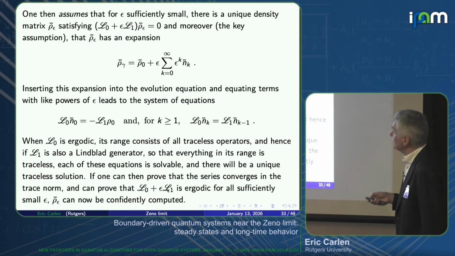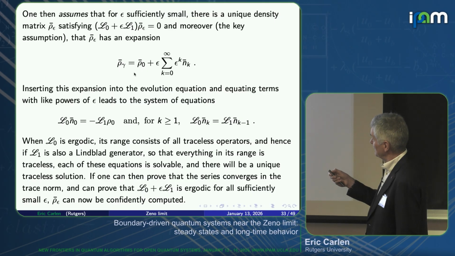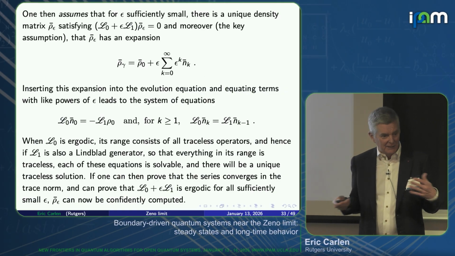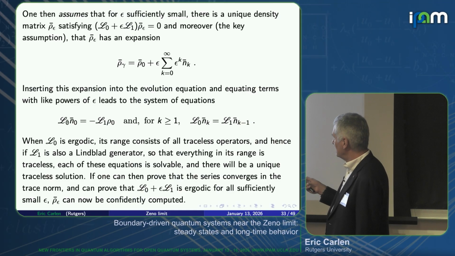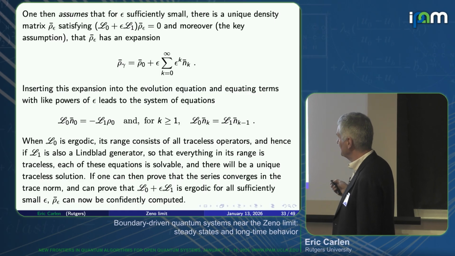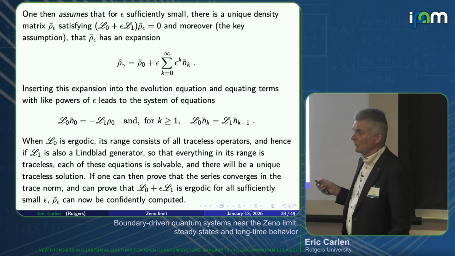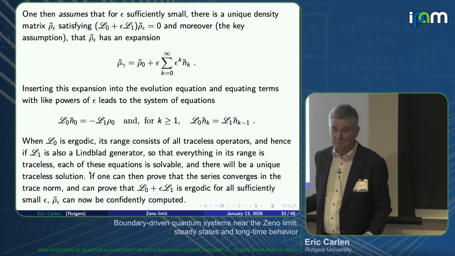Okay, so what one does, and this is throughout the physics literature, you assume that there's a unique density matrix for the perturbed problem and that it has a series expansion in epsilon. Okay, you plug this series expansion into the equations and you equate like powers of epsilon and you get an infinite hierarchy of equations. Okay, now can you solve these things? Well, when the L0 is ergodic, its range consists of all traceless operators. And if L1 is also a Lindblad generator, everything in its range is traceless, so the Fredholm alternative is trivial, and these equations are all solvable, and you can do it, okay?